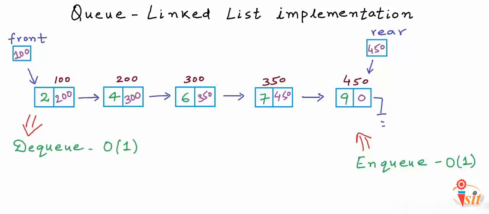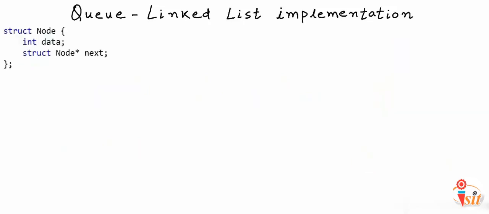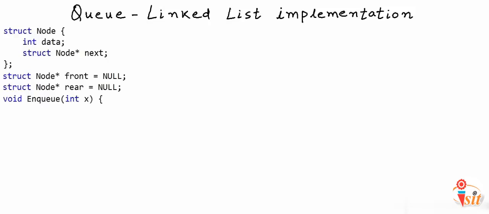Let's quickly see how the real code in C will look for this design. I have declared node as a structure with two fields, one to store data and another to store the address of the next node. Now instead of declaring a pointer to node named head, I'm declaring two pointers to node, named front and rear, and initially I'm setting them both as null. Let's say I'm defining these two variables in global scope, so they will be accessible to all functions. My enqueue function will take an integer as argument.